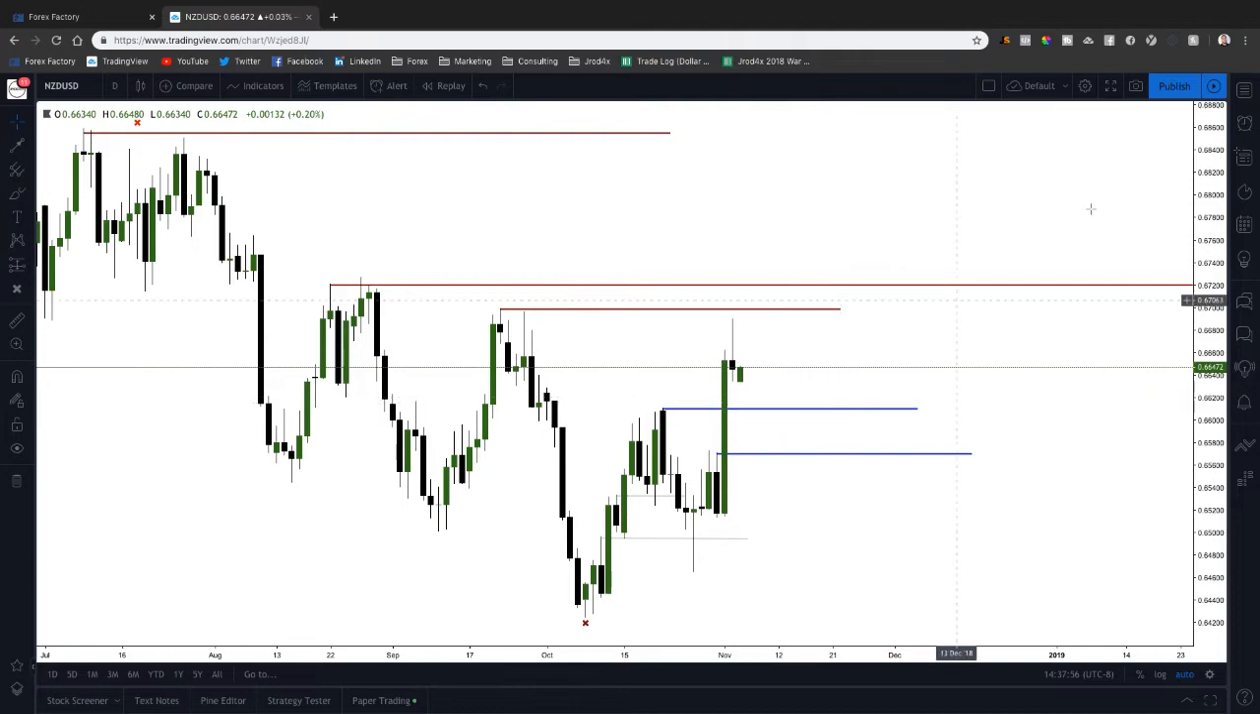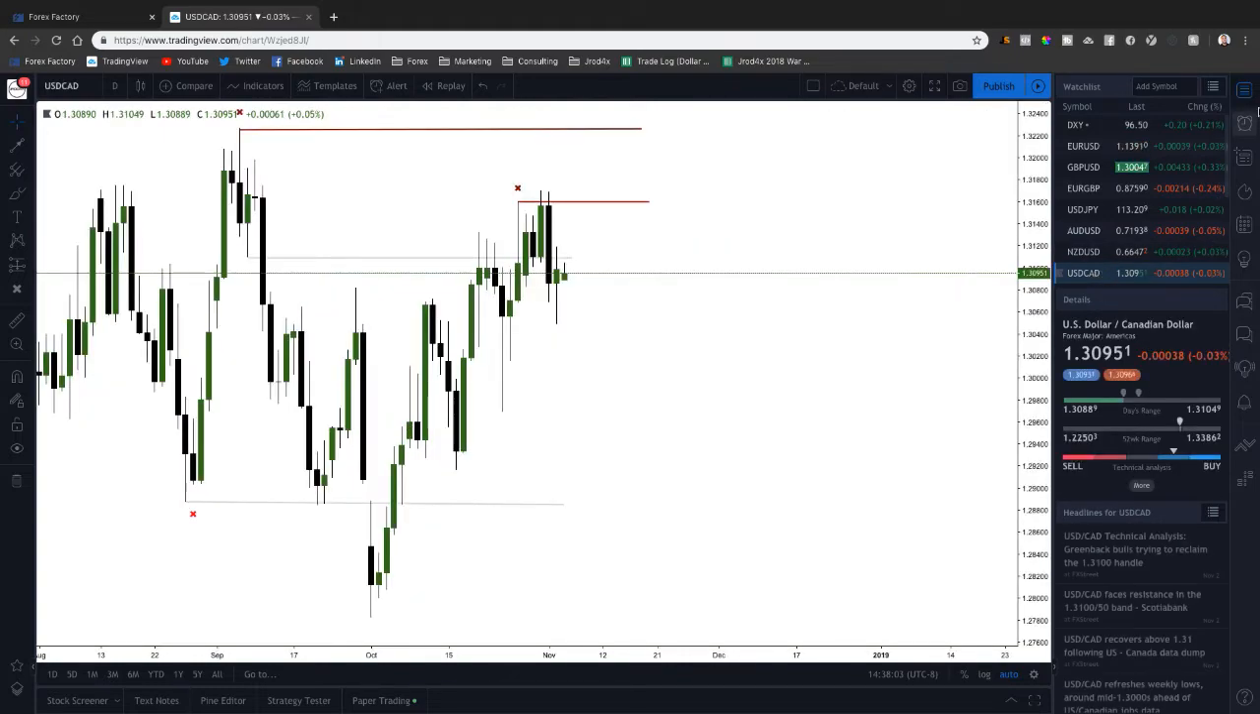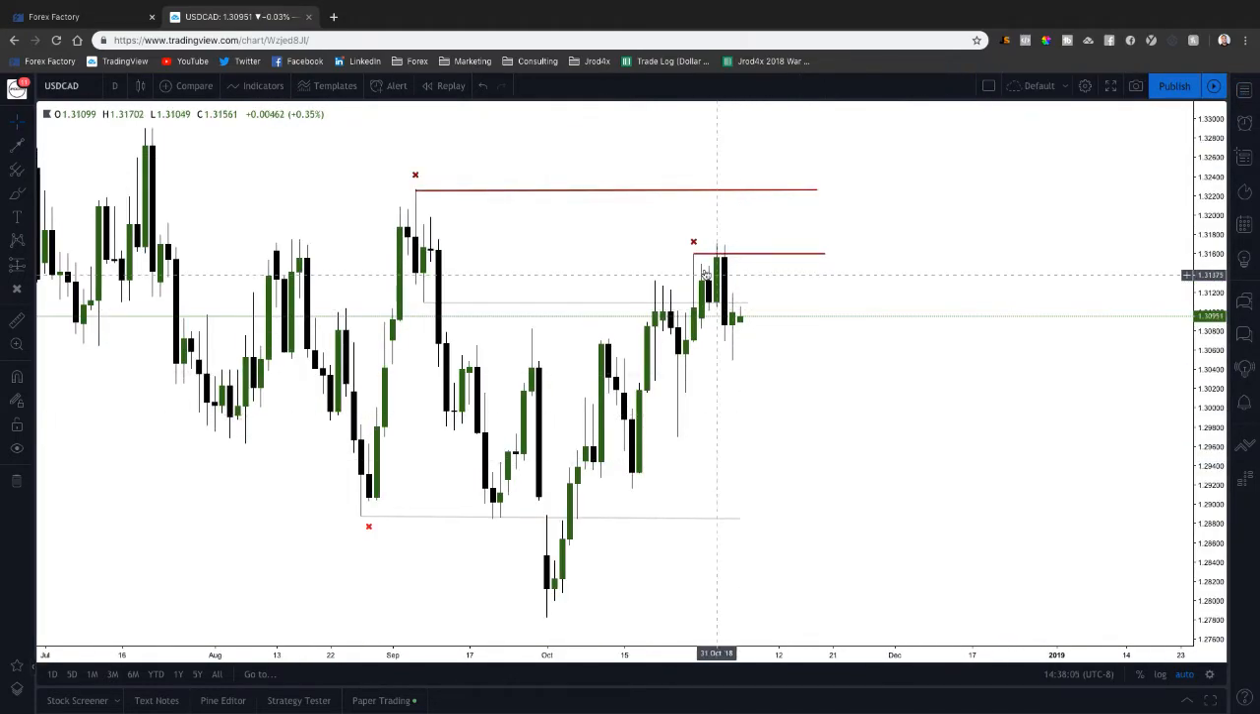All right, and the last pair, guys, is dollar CAD. So we had the liquidity mapped out here above the 3160 level, and if you look, we poked above it Wednesday, rejected hard on Thursday, came back up Friday, retested this up candle, which is now a confirmed daily bearish order block, and we really just closed right back down here.